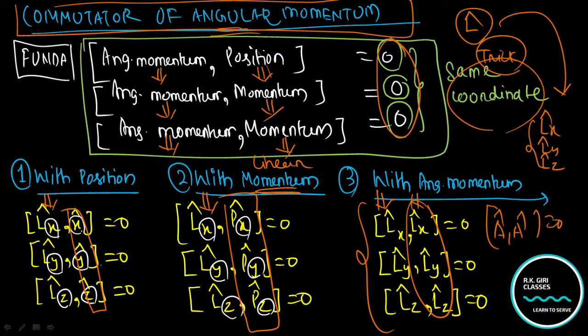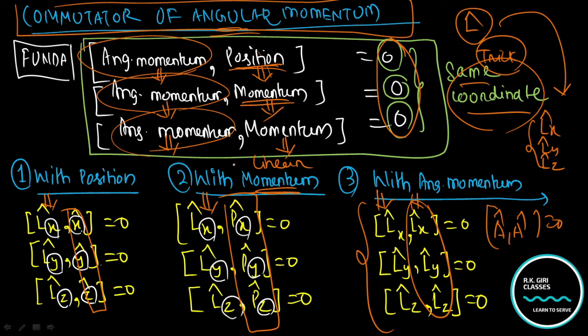But in this case, just keep it in your mind: if you have the same coordinate, where the first is angular momentum and the second is either position or momentum, and they have the same coordinate, then they will commute. That is, the value is 0. Clear this point? With practice you will easily remember, and just use common sense.